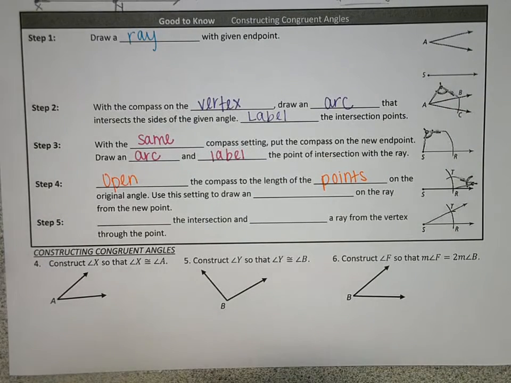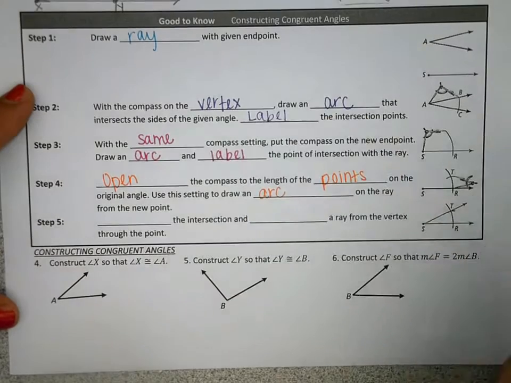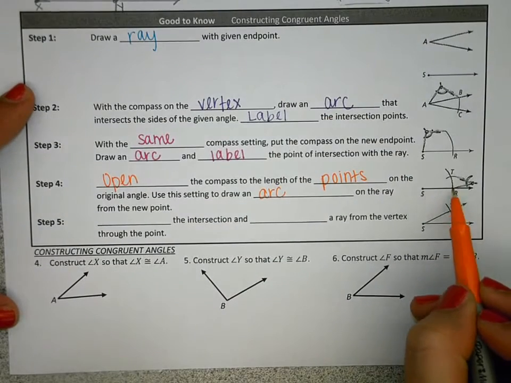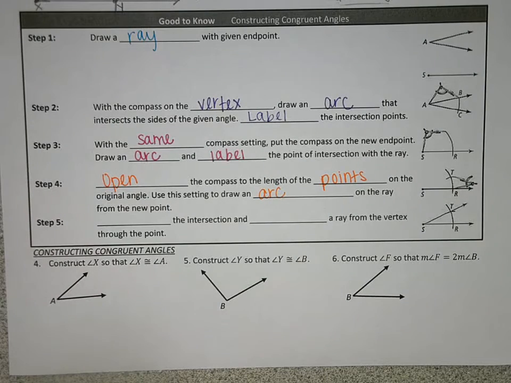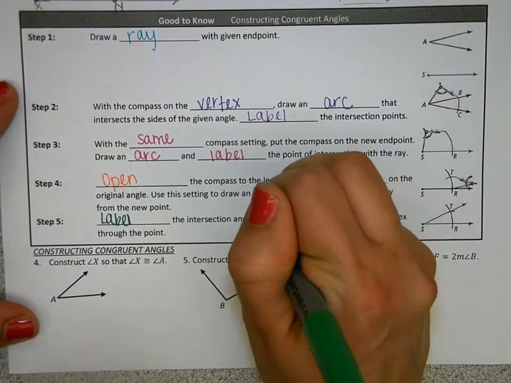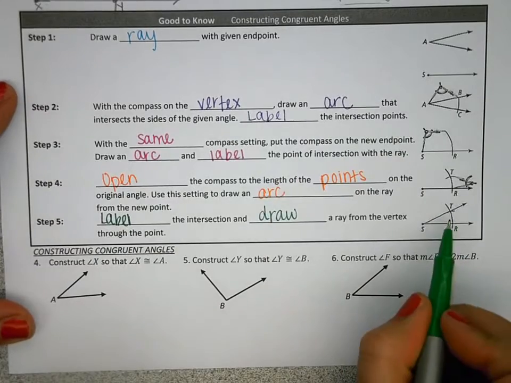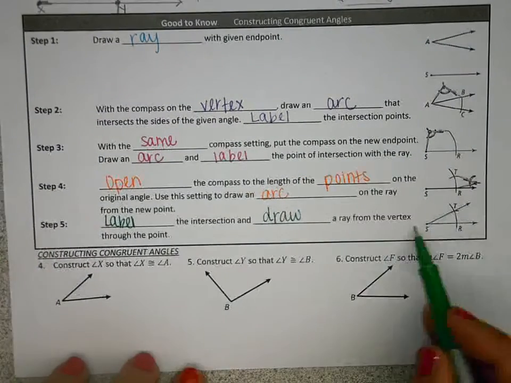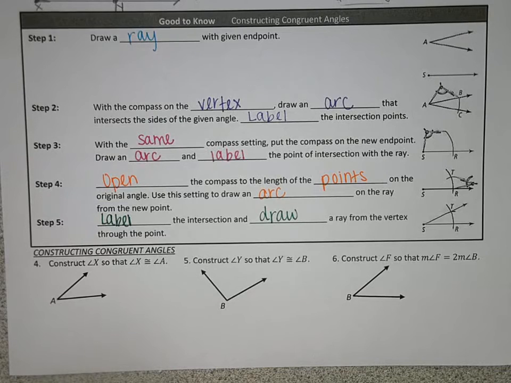We use that setting to draw an arc on the ray from the new point. So we're going to have an intersection. And you're going to label it. And draw a ray from the vertex through that point. So then it's going to create an angle that has the same opening as the one that's given. It's not that bad. It's kind of a lot of steps when you write it out, but when we do it, it's not going to be that bad. You guys ready? Okay.